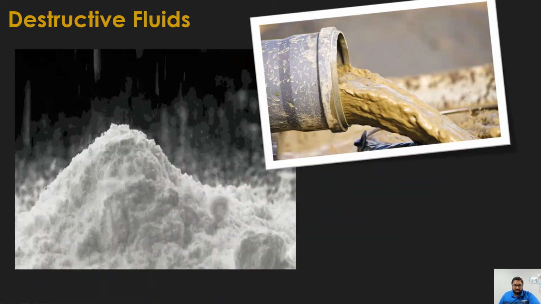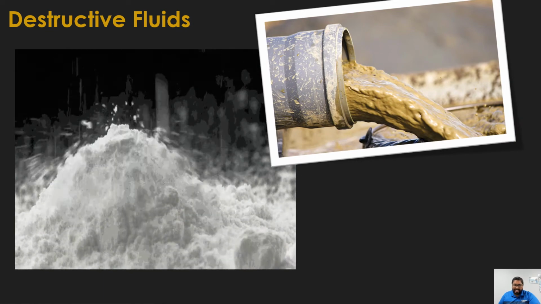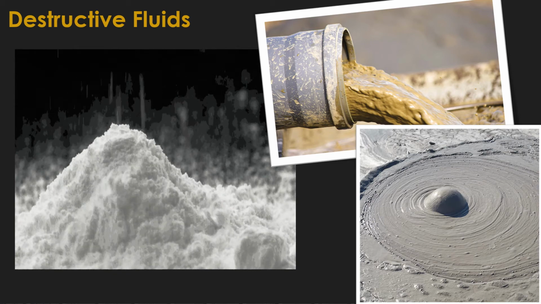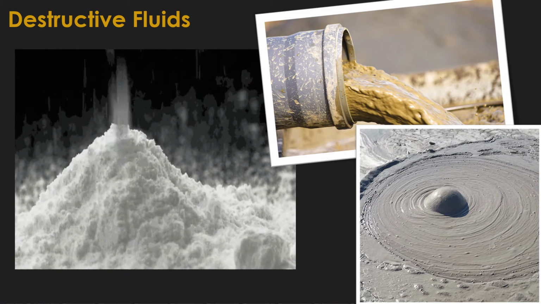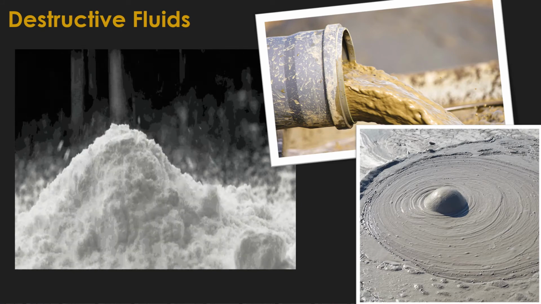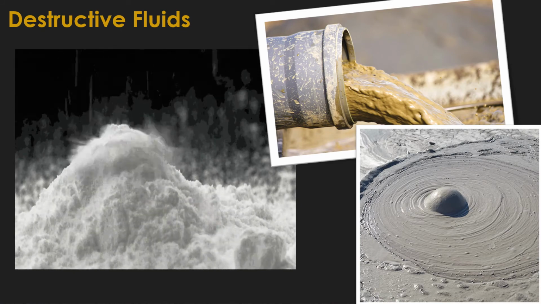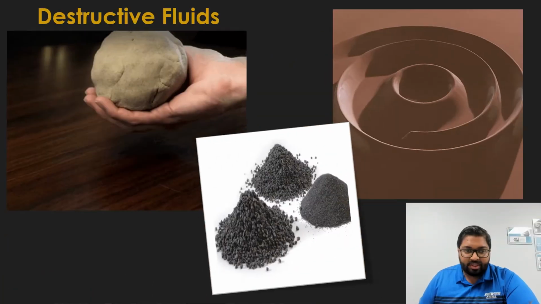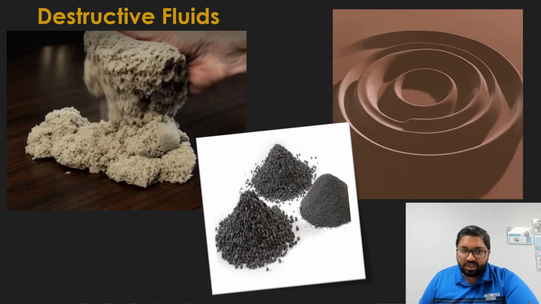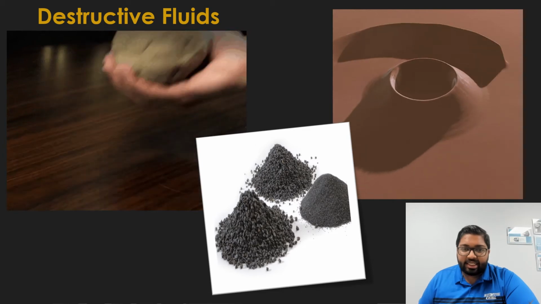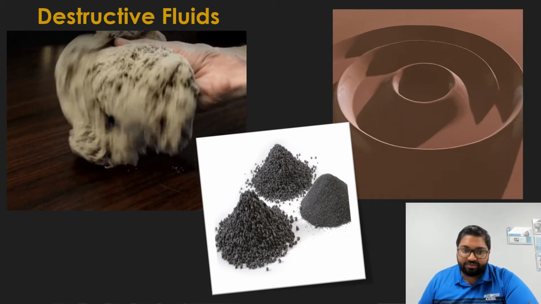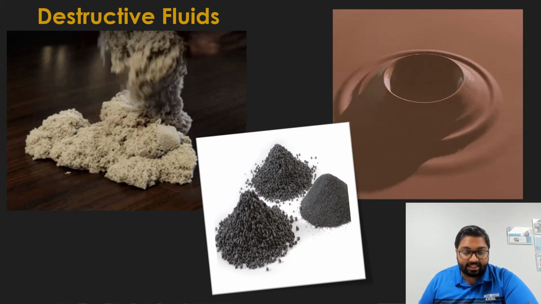Some other examples are sand sludges that you see here on the right side, and even calcium carbonate. These are considered destructive to other types of pumps, but to disc pumps they're perfectly fine. Some other examples are limestone slurries, clay, and even things like synthetic fuels, which have more than 40% solid content in them.